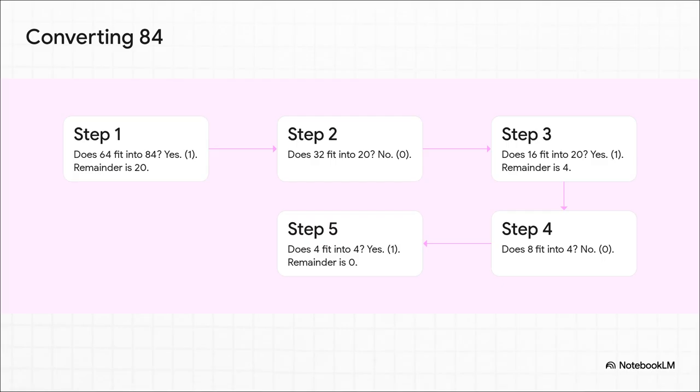We start with our number, 84, and we look at our biggest place value, 128. Does 128 fit into 84? Nope, too big, so that spot gets a 0. Next up, 64. Does that fit? Yes, so we put a 1 there and subtract it, which leaves us with 20. Does 32 fit into 20? No, another 0. Does 16 fit? Yes, it does. Put a 1 there. We're left with 4, and so on until we get to 0.